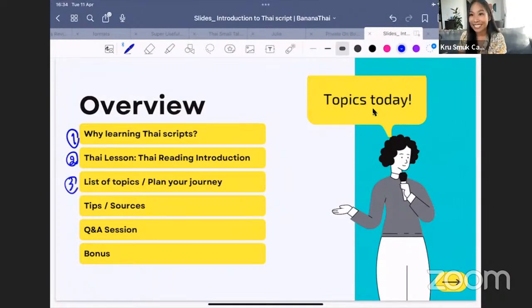Third one, list of topics. I'm going to list down the topics for you. Even though you want to learn on your own, at your own pace, doing self-study or taking any courses, these are the topics you need to go through, and let me help you plan your journey from zero reading Thai to becoming comfortable and reading Thai with ease. Fourth, tips and sources to learn Thai.